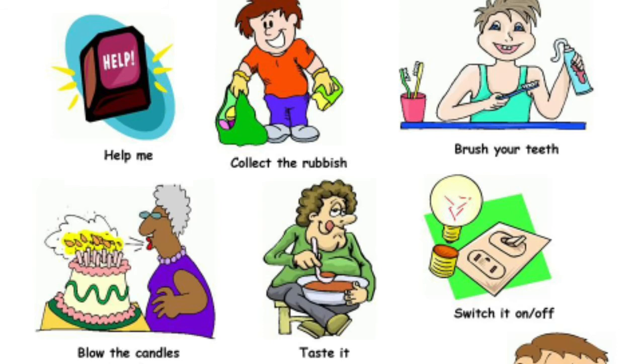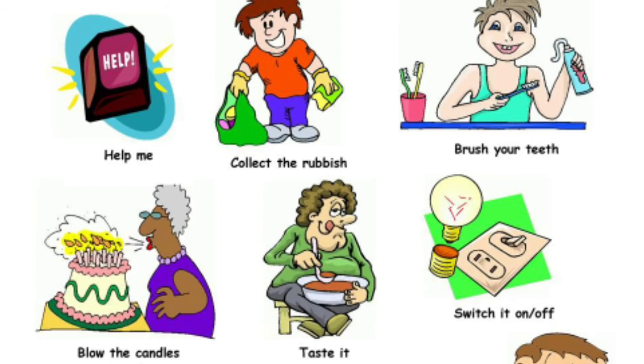Alright? Same as, if I want to make the negative of the first picture, the first sentence, what will I do? I'll simply add do not. The sentence is help me. The negative will be do not help me. Okay, the second picture is collect the rubbish. The negative of this sentence will be do not collect the rubbish. The third picture is brush your teeth. Okay, the negative of this will be do not brush your teeth.